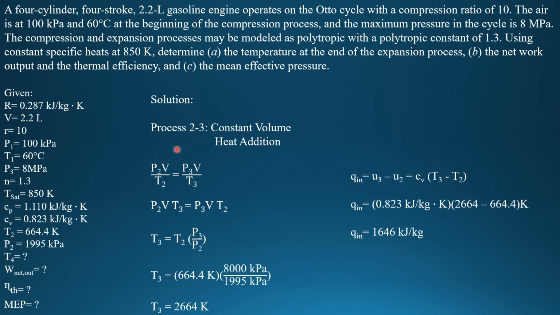Here in process 2 to 3, that is called the constant volume heat addition. So we have here the equation of our combined gas law, P2 times V over T2 is equal to P3 times V over T3. And we rearrange this equation to have the equation of our temperature at state 3 that is equal to T2 times P3 over P2.